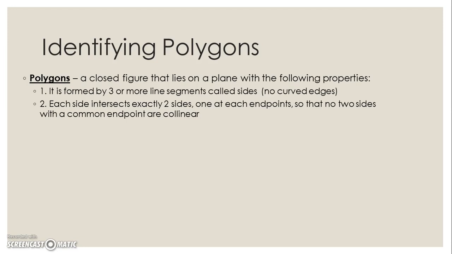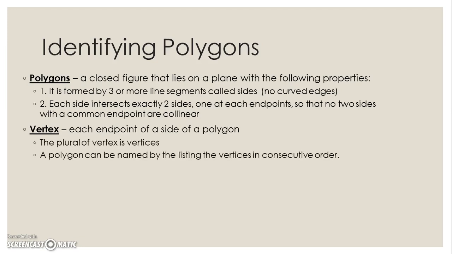Second, each side intersects exactly two sides, one at each endpoint, so that no two sides are collinear. A vertex is each endpoint of a side of a polygon. The plural of vertex is vertices, and a polygon can be named by listing the vertices in consecutive order. So here, this is polygon A, B, C, D, E.